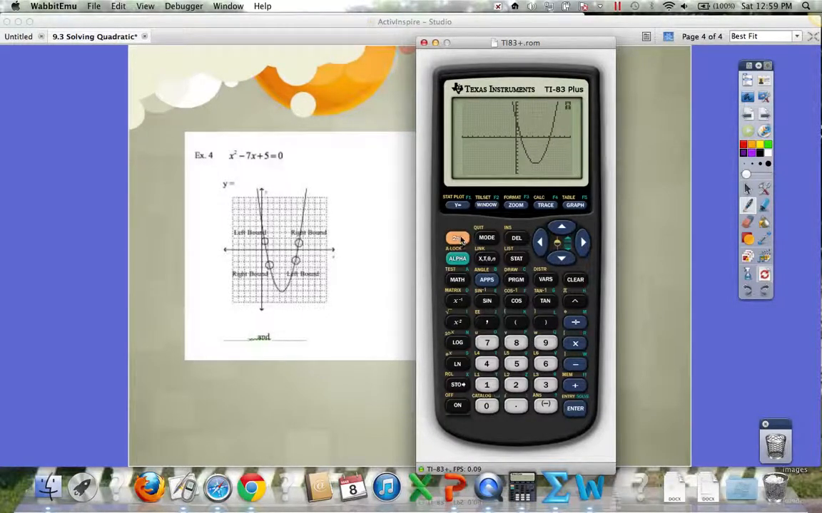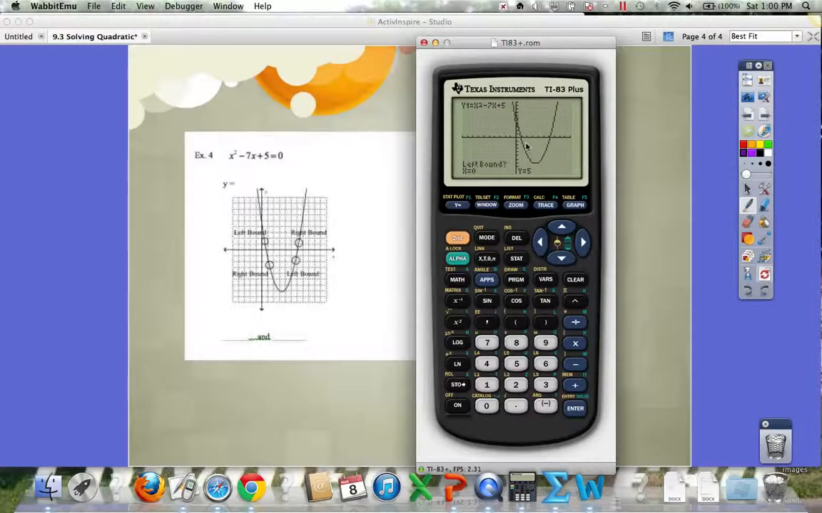So we will hit second and then trace. And notice it gives you a menu, and you're going to pick number 2 for 0. That's what we're looking for. Now, this one's going left to right, following this curve. So we're going to put our little spider dude up there in the front, up on this side.